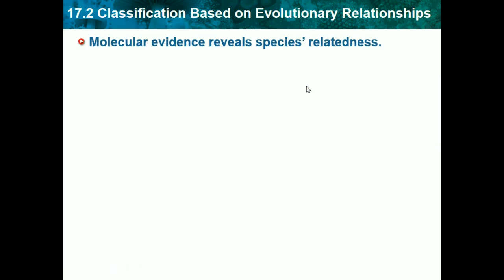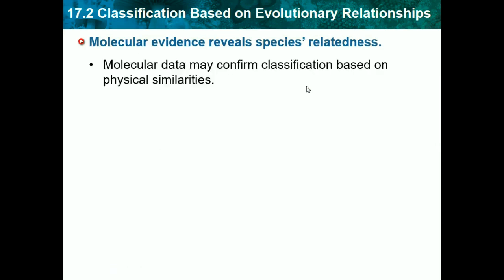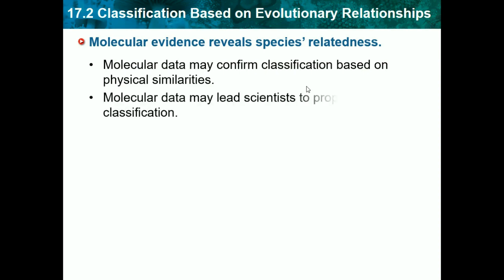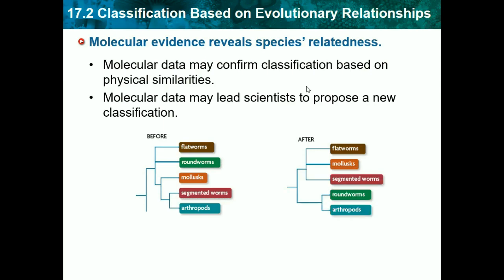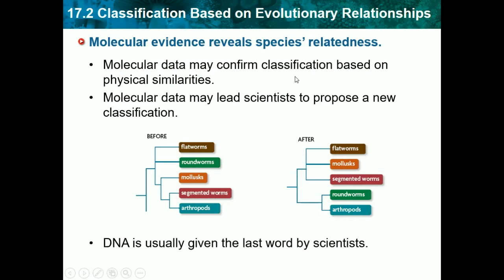So molecular evidence reveals species relatedness. Molecular data may confirm classification based on physical similarities. As we know, molecular data can help us show how closely things are related to each other. Molecular data may also lead scientists to propose a new classification. So this is just showing before and after how things changed. This was basically using how things look, and this is probably using DNA.